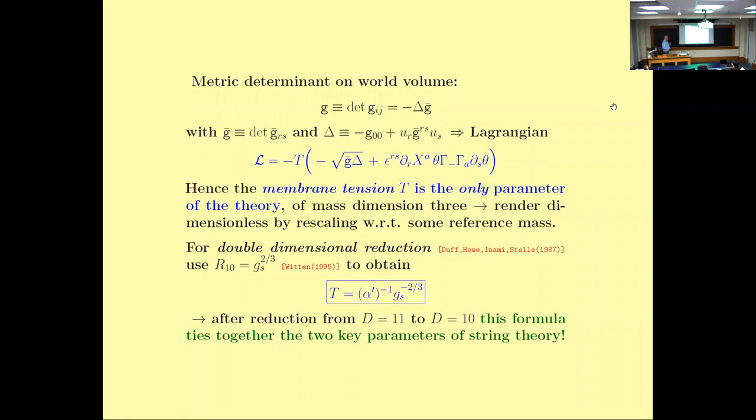It will be important in a moment. Now, initially, the membrane tension has a dimension of inverse mass to the power 3 in this case, but you can make it dimensionless by referring it to some reference mass. That reference mass can be taken to be the Planck mass, but at that stage, it doesn't have any physical meaning. In theory, what you would have to do is calculate the 4-point graviton amplitude, and from this you extract the relation between the membrane or the string tension and the actual Newton constant.